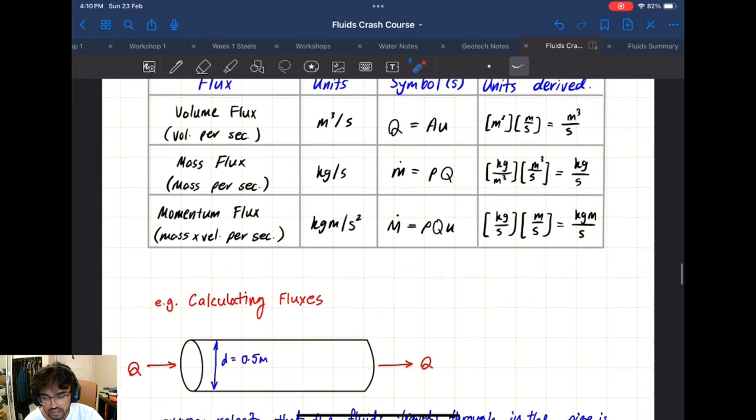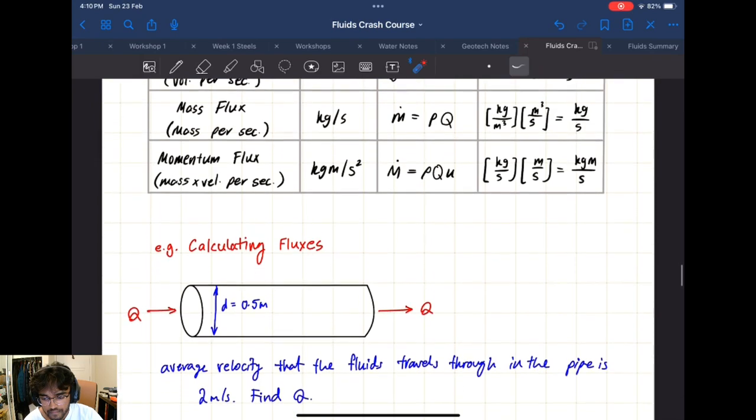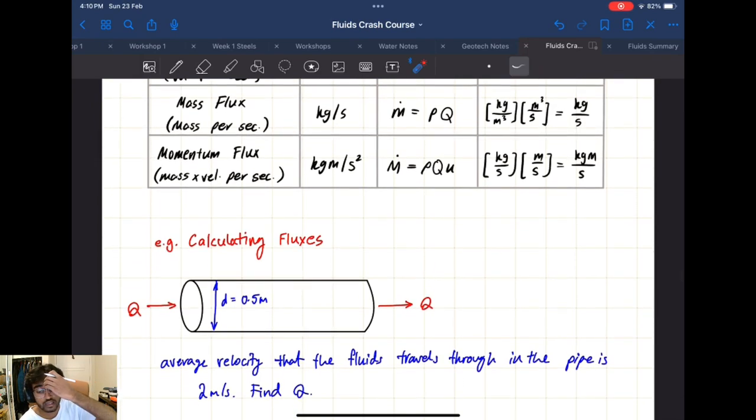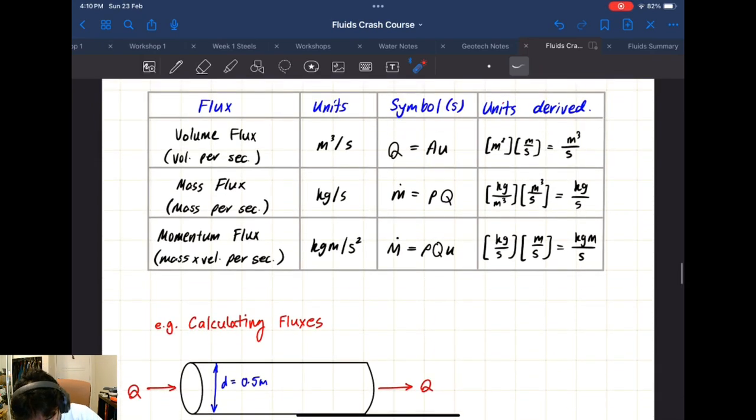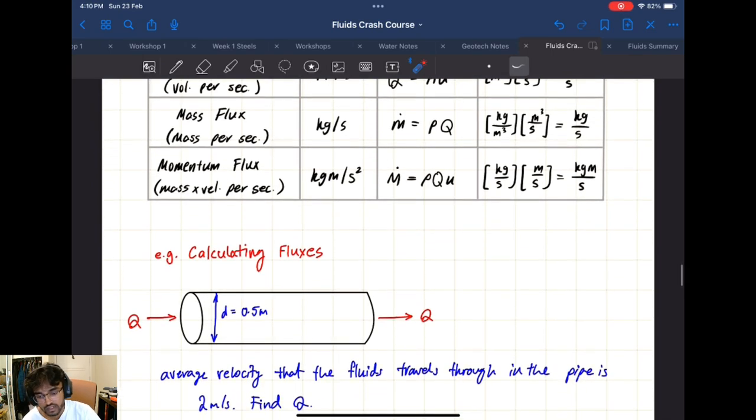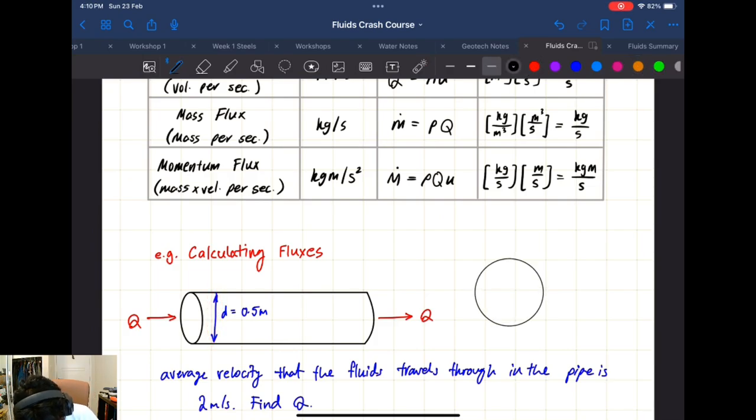So, calculating fluxes. This U over here is the average velocity of the fluid. A is going to be our cross-sectional area of the pipe. The average velocity the fluid travels through the pipe is 2 meters per second. Find Q. They've also given us the diameter of the pipe, thankfully, so you can actually just find the cross-sectional area.